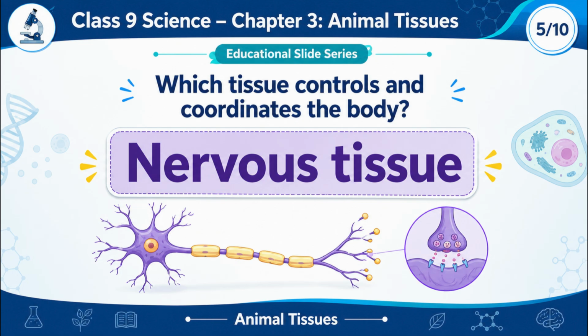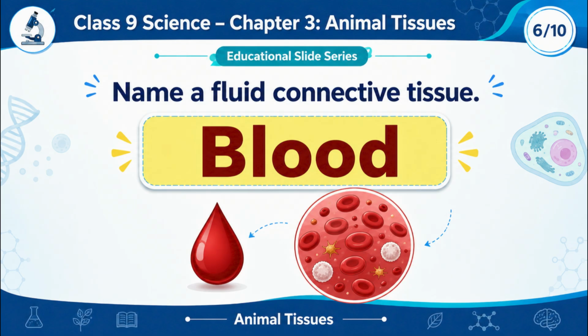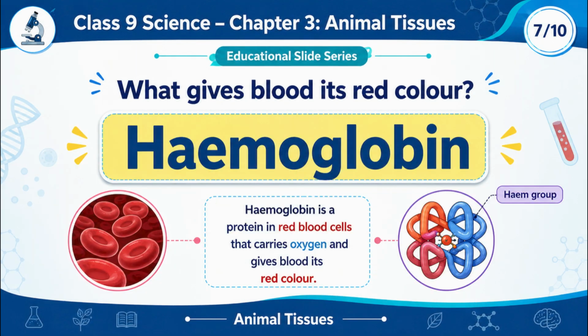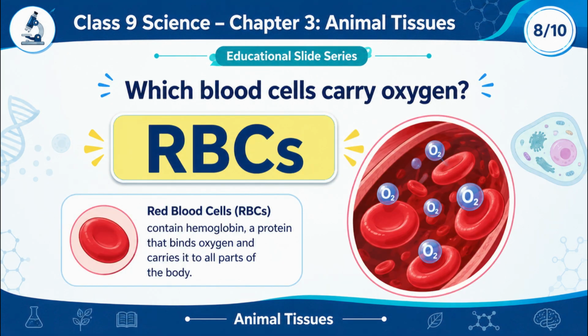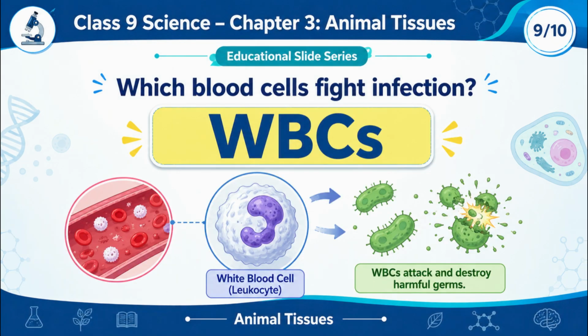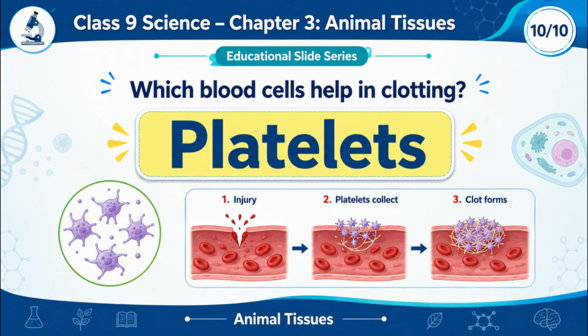Nervous tissue. Name a fluid connective tissue. Blood. What gives blood its red color? Hemoglobin. Which blood cells carry oxygen? RBCs. Which blood cells fight infection? WBCs. Which blood cells help in clotting?